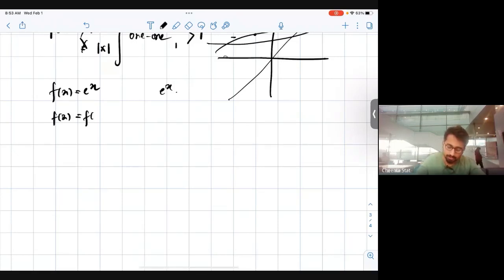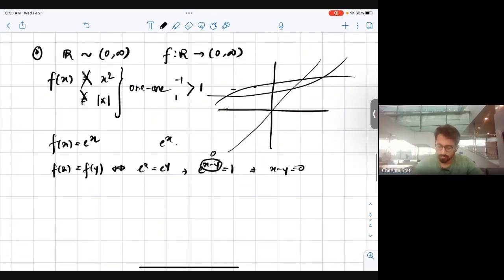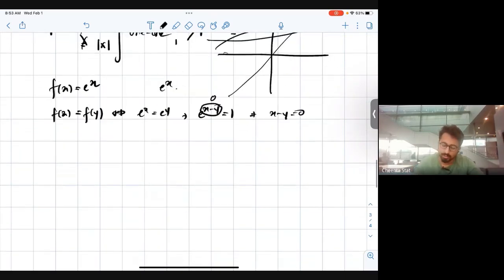if f(x) is equal to f(y), that is e to the power x is equal to e to the power y, that means e to the power x minus y is equal to 1. That means there's only one such value z such that e to the power z is equal to 1. That means x minus y is equal to 0. This must be equal to 0 because there's only one such value where e to the power x takes 1. That is 0. So therefore x is equal to y, and hence e to the power x is 1-to-1.